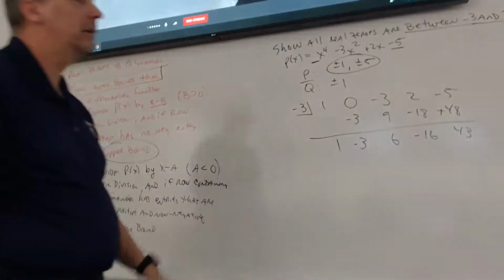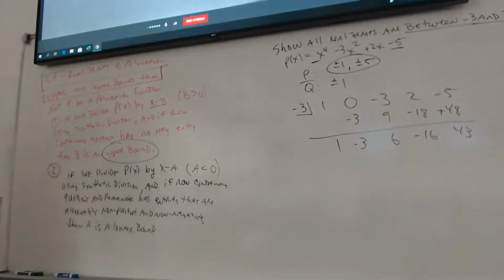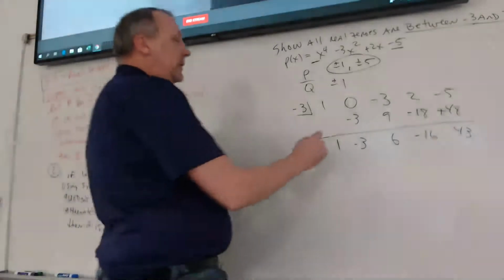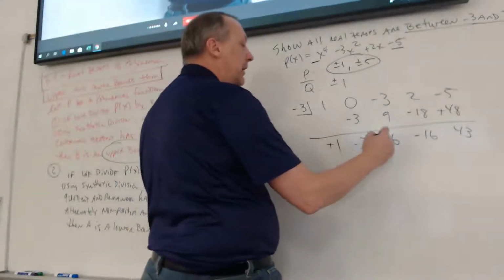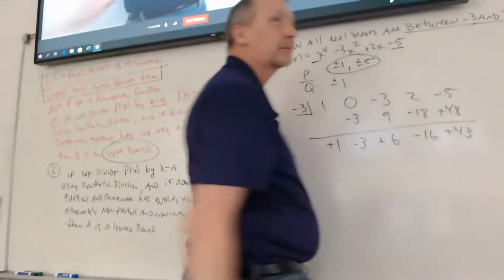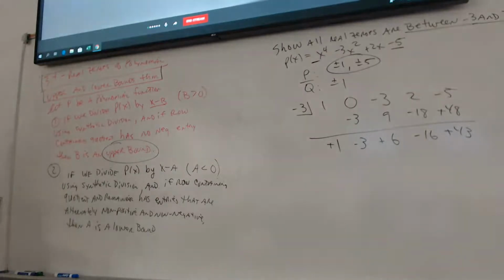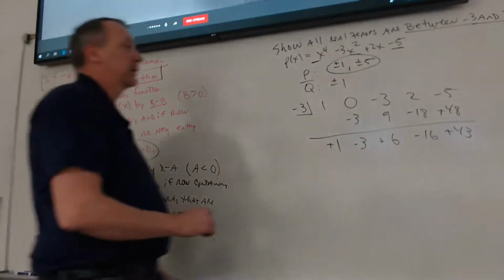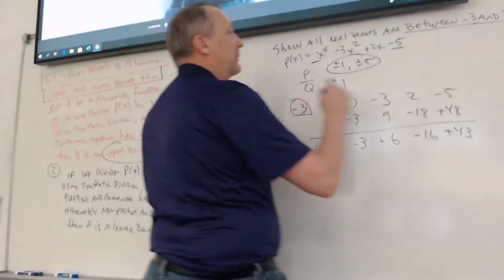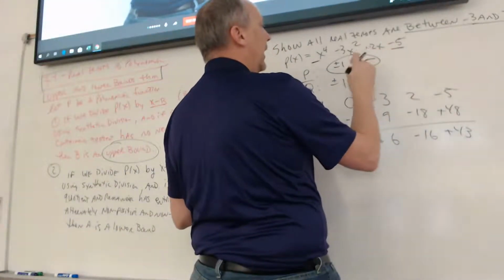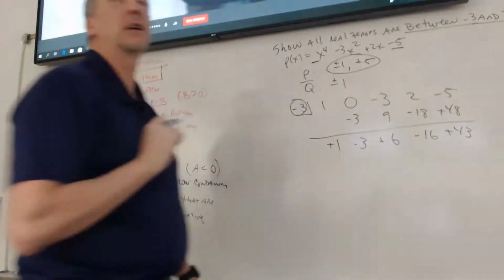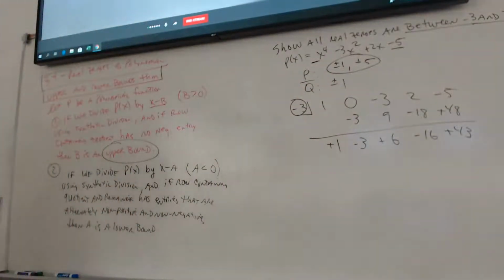So the idea here is clearly 3 didn't work, -3 didn't work. We knew it wasn't going to work. But you can see that I've got positive, negative, positive, negative, positive. Because they're alternating signs, what does that tell me? Then this is going to be my lower bound. Okay? So that means -5 is clearly not going to work. No sense even trying it.